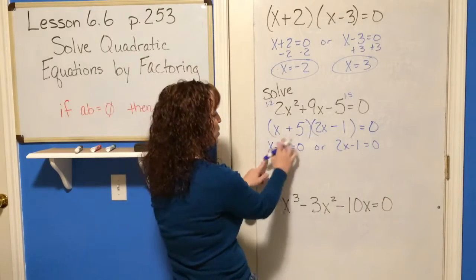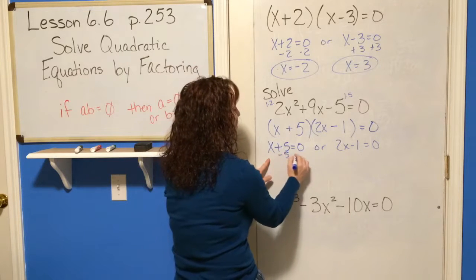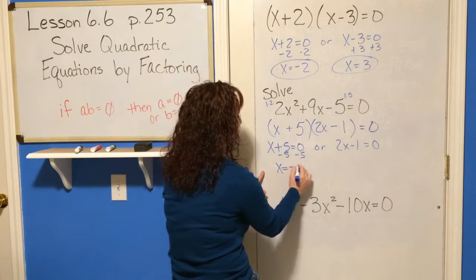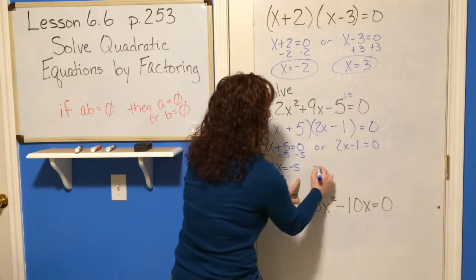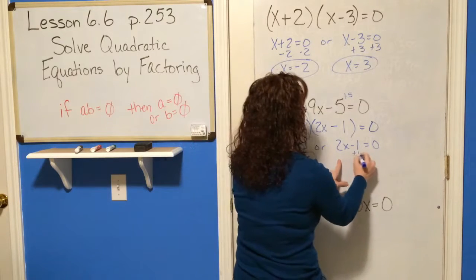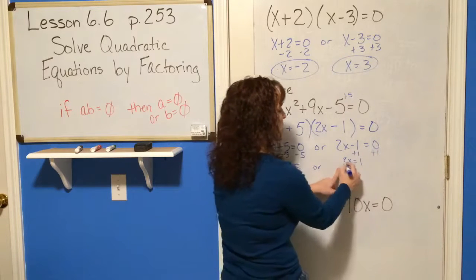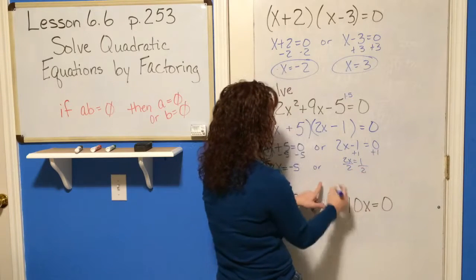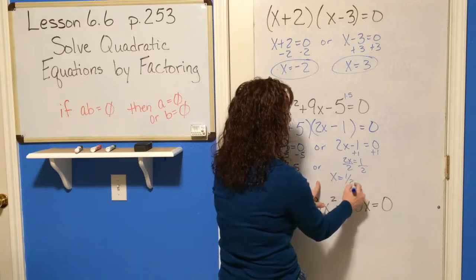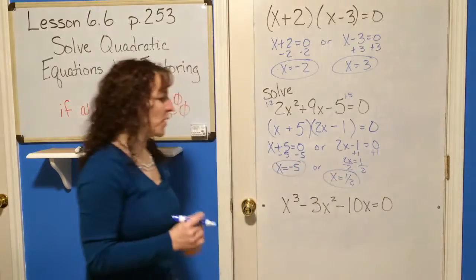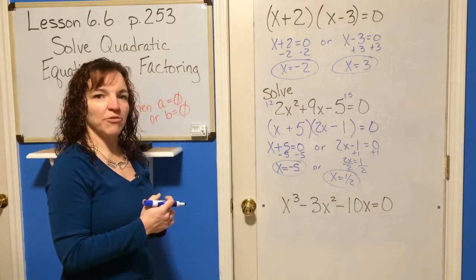All right? This one has an extra 5, so you're going to subtract 5 from both sides. So x equals negative 5. Or add 1 to both sides. So 2x equals 1. Divide by 2 on both sides. So x equals 1/2. So these are my two answers, negative 5 and 1/2.